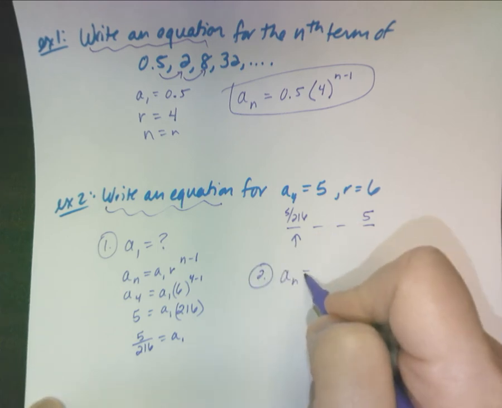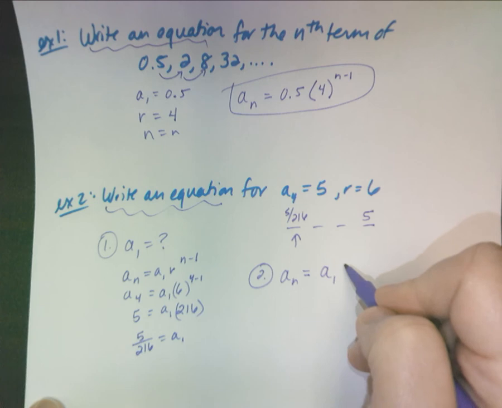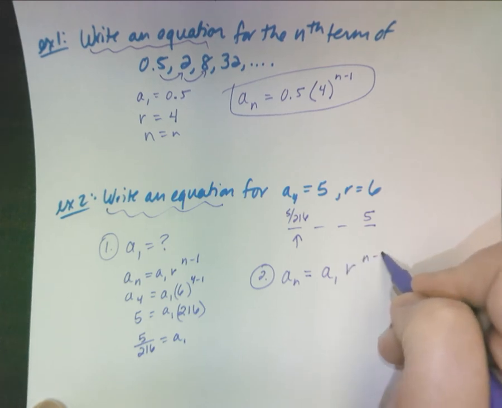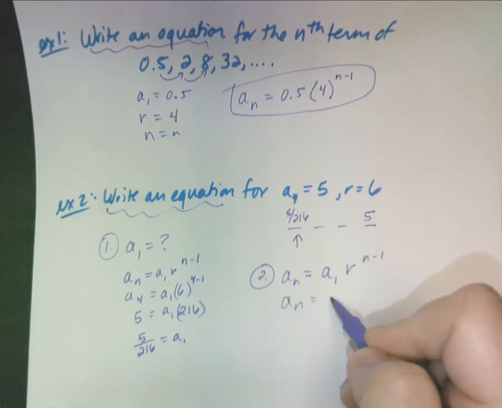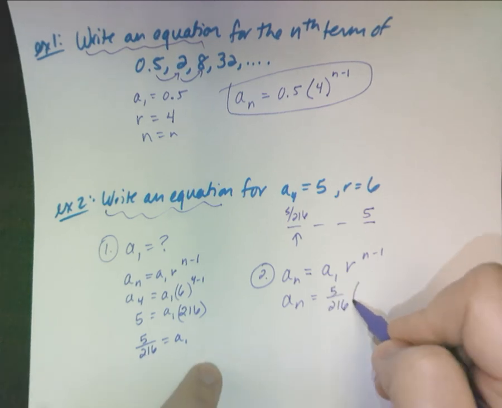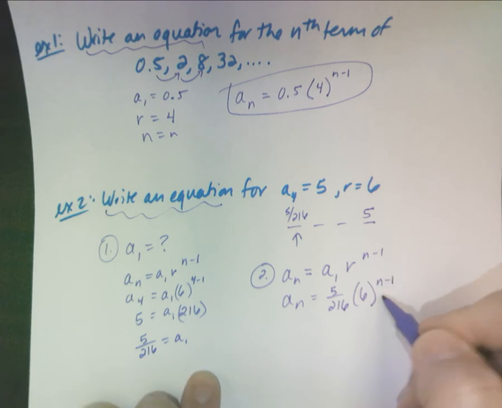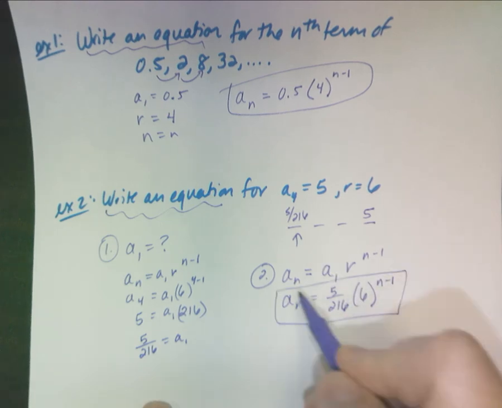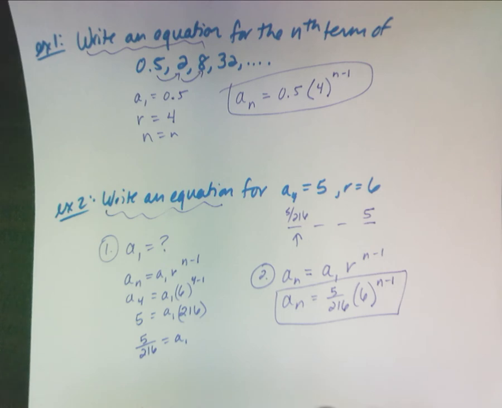a sub n equals a sub 1 r to the n minus 1. So leave your n's open. Plug in your a1, which you got over here. Your r is 6, and leave your n open. That's it. There is the formula that will help you find any term in that sequence.